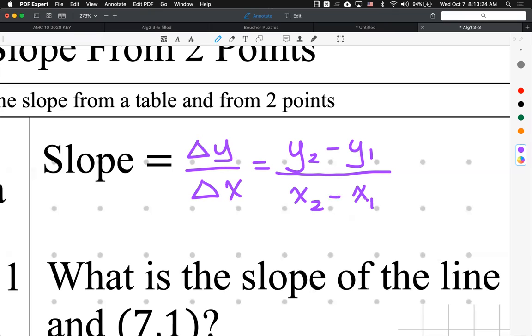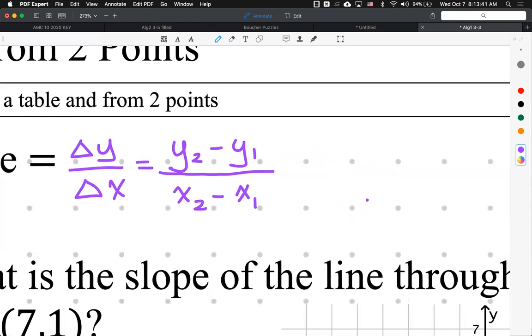You always need to choose the second point and then subtract the first point, or the reverse of that: first point minus the second point. Don't switch your coordinates. I'll show you what that looks like in an example, but for now, there's your formula.